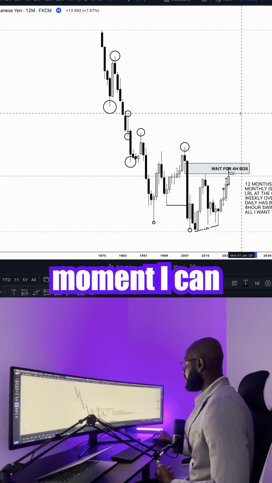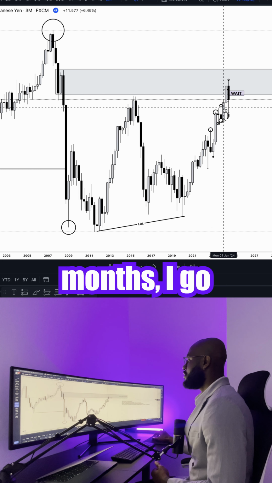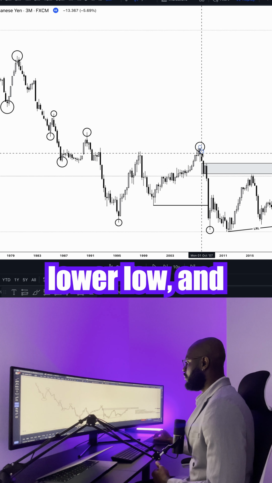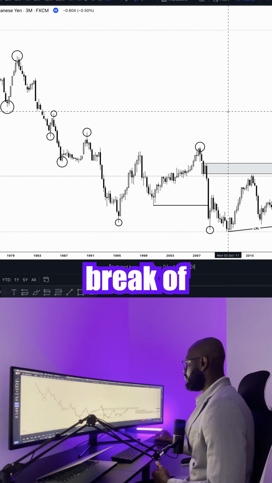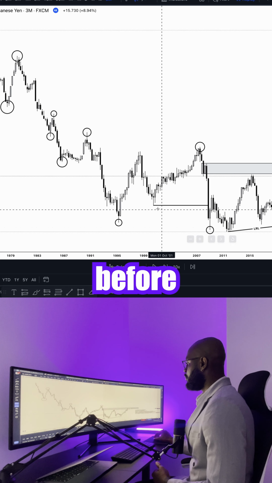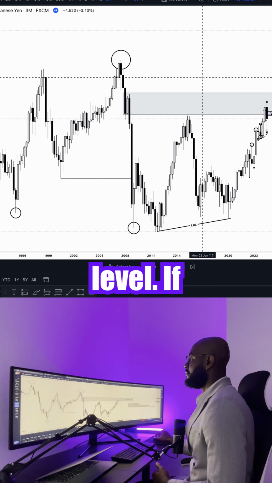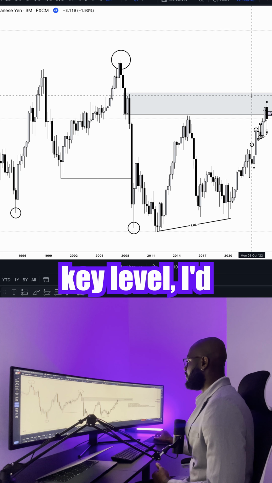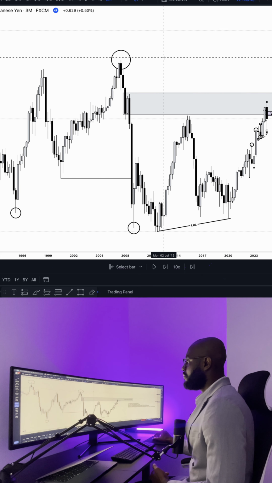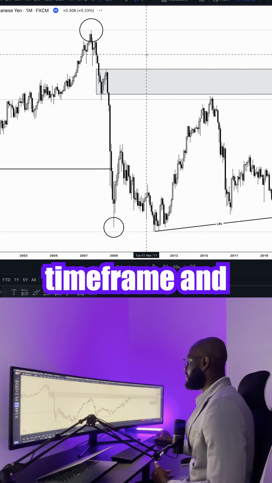Now, the moment I can see this clear as day on the 12-month, I go to the 3-month time frame to see what it looks like. On the 3-month time frame, lower high, lower low, a lower high, lower low, break of structure. And you can see this was the last up close candle before dropping to break this structure. So I'm anticipating a mitigation of that key level. If price mitigates this key level, I would like to see a daily break of structure or potentially a 4-hour swing low break.